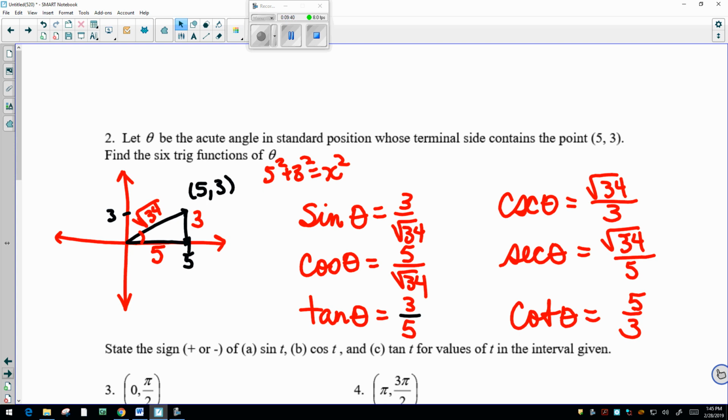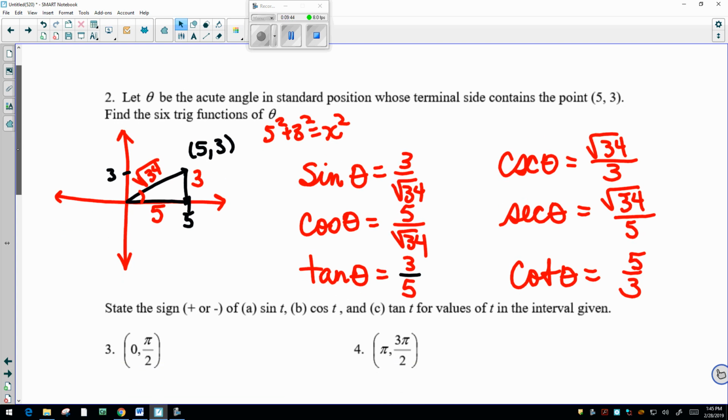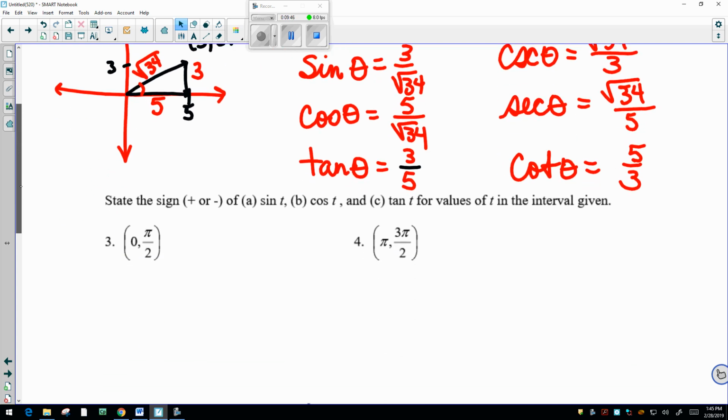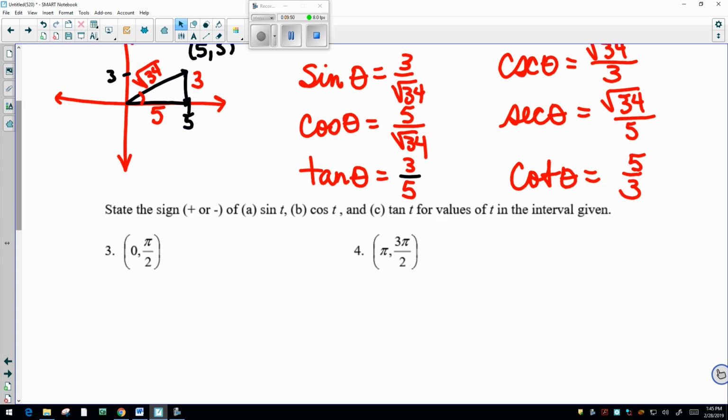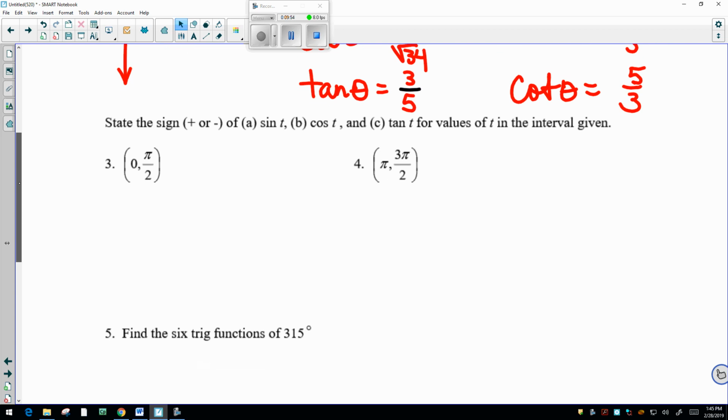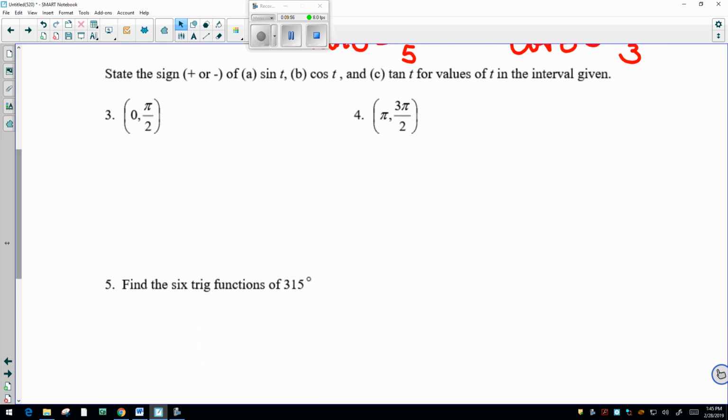Okay. Now, things that we need to think about are our signs, our positives and our negatives. And when we're in different sections of our graph, we want to know, okay, are they going to be positive? Are they going to be negative? And we're going to take a look at 2 of them, and then we're going to expand off of this and give you a quick little mnemonic to help you remember.